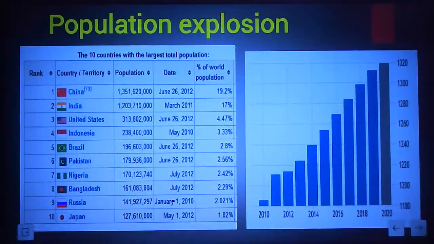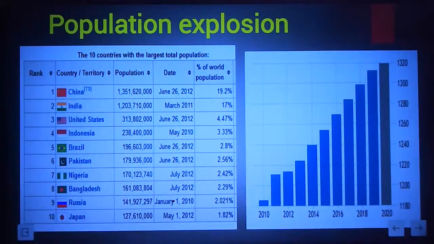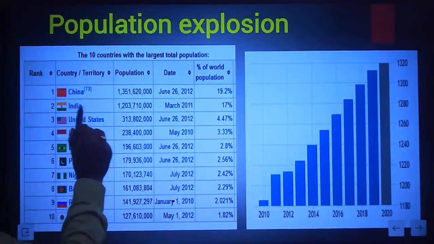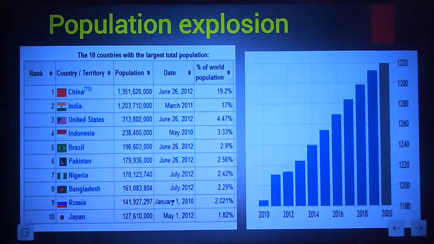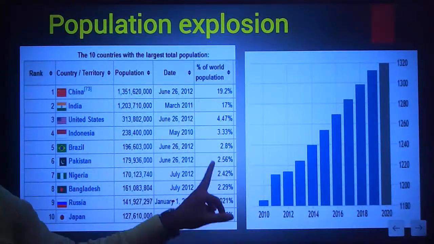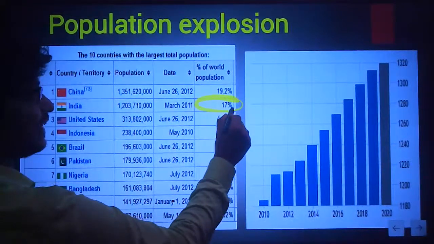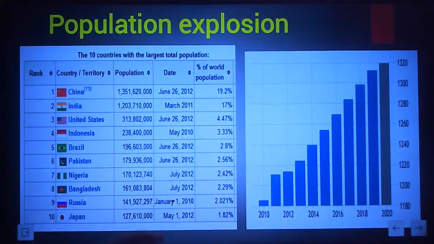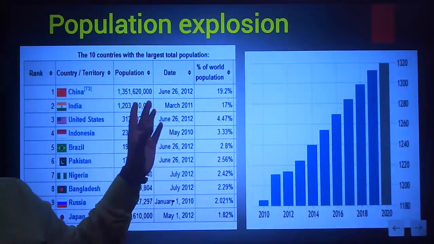Next, moving on to the population explosion. As I told you, among the top 10 countries with the largest total population, China ranks first at 19.2 percent. India ranks second; on the percentage of the world population, India comes to 17.7 percent, the second position in the world population. Today it's approximately 1.39 billion, the Indian population.